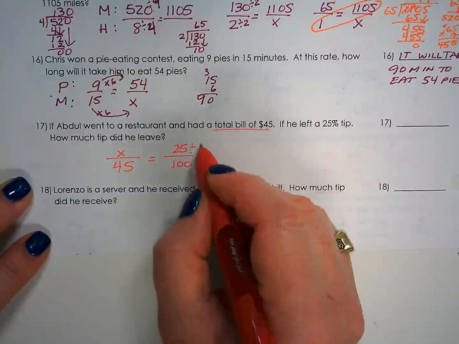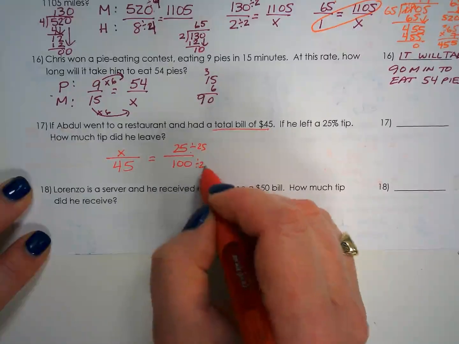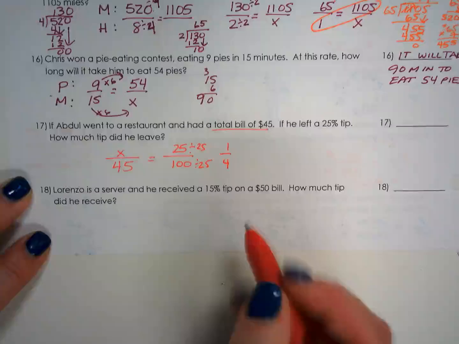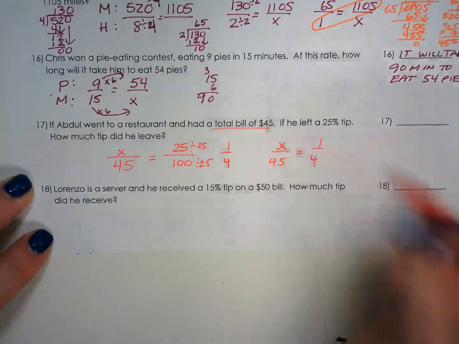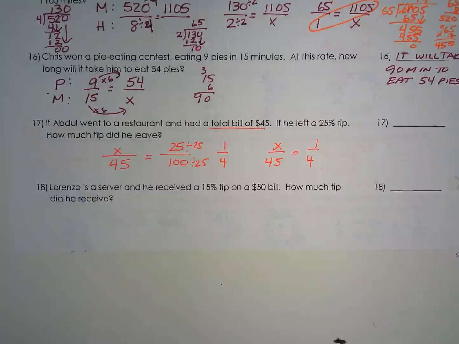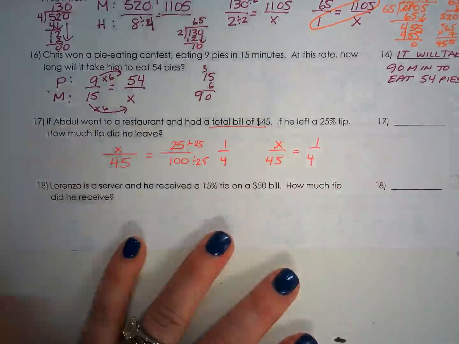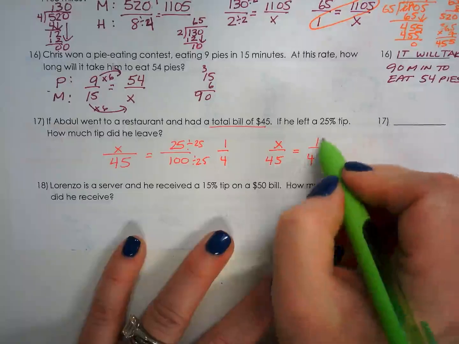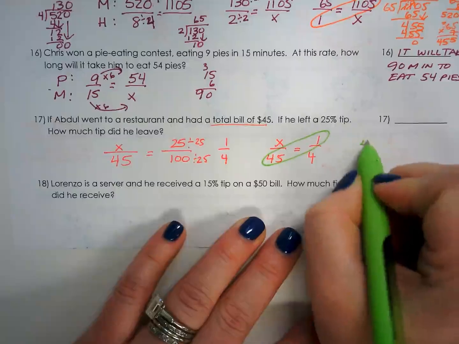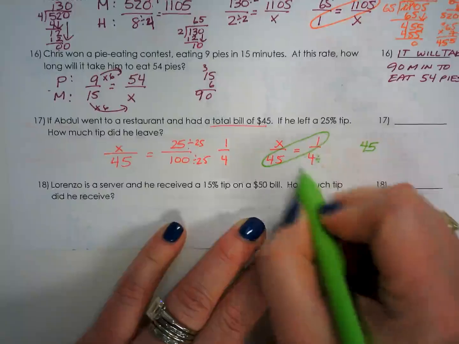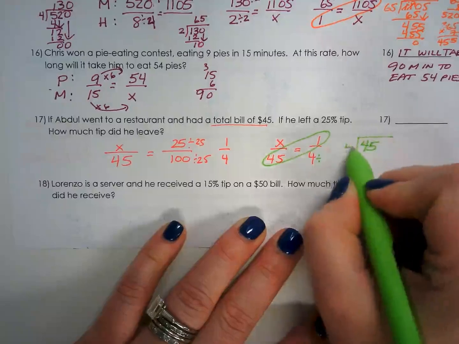Again, we can simplify here. Divide by 25. You're going to get 1 over 4. Now, 45 and 4 are not terribly easily compatible. So this is going to be another one of those cases where we're going to use that butterfly method. So you're going to multiply the two numbers we know. So 45 times 1 is 45. And you're going to divide by the leftover number. So we're going to divide that by 4.